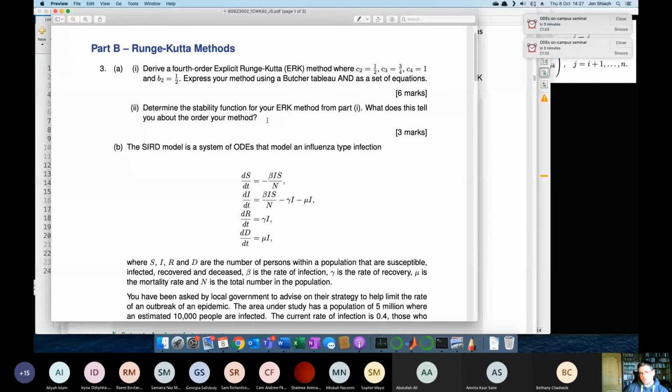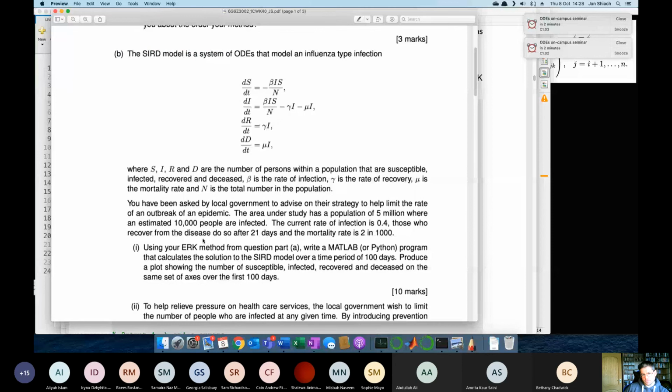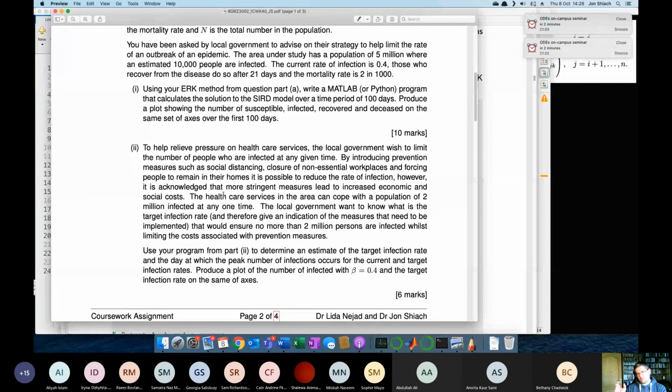By the way, if you notice, in part B I'm only asking for plots of your solution. I'm not going to compare your solutions to what I've got, because you might be using a different value for H. There might be slightly different values. I'm looking at the plot of your solution. When it comes to determining the target infection rate, that should be very similar.